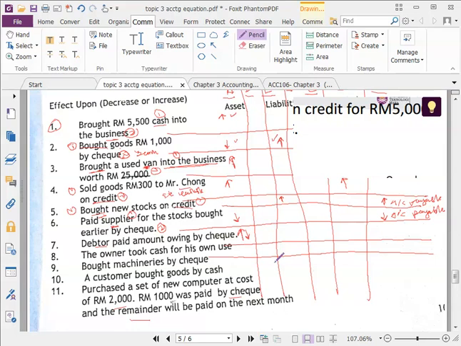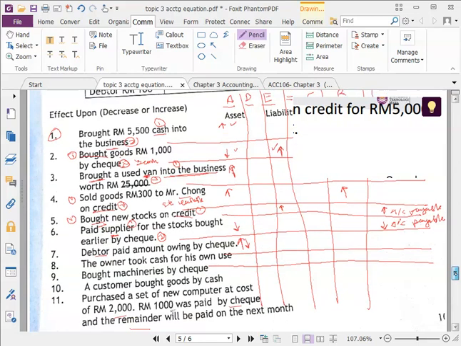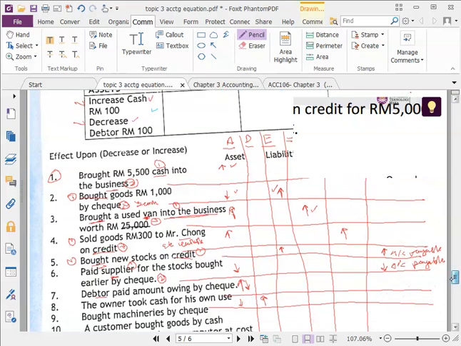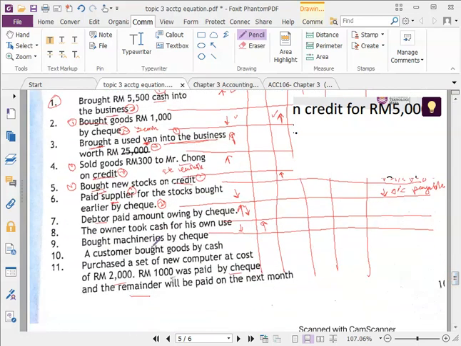Yes, very good. Okay, owner took cash. So another one, pandai. Okay, drawing kita bertambah, asset cash kita berkurang. Okay, bought machineries by check. Senang je. Asset machine kita bertambah, check kita berkurang. Okay, senang. A customer bought goods by cash.